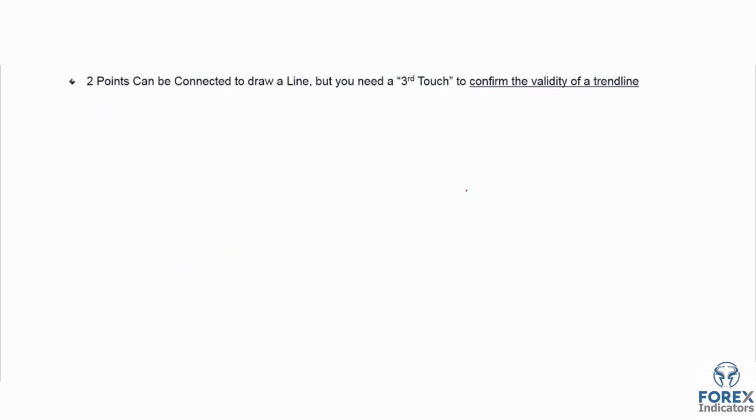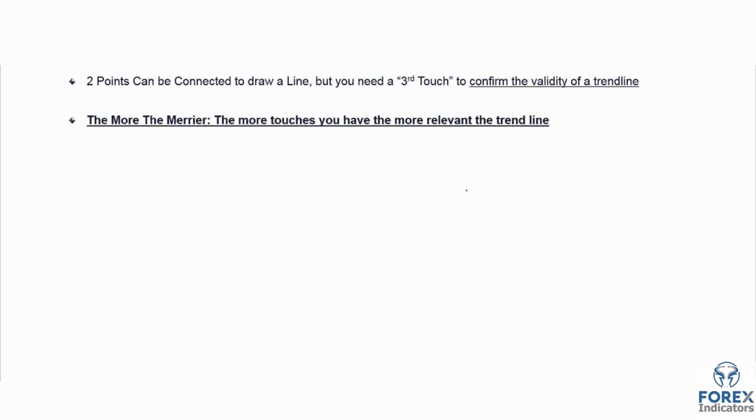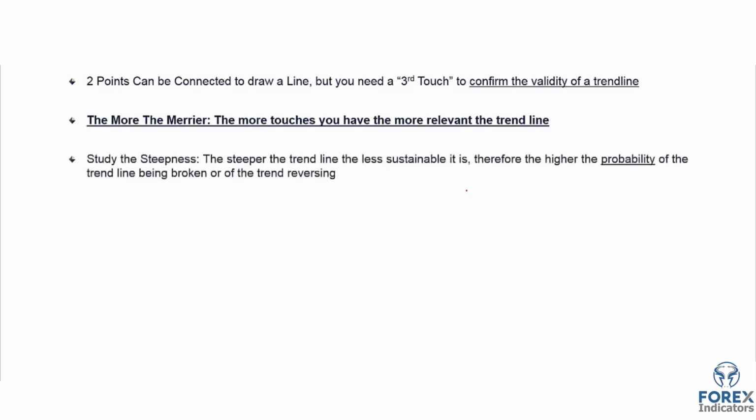So generally, here are some tips. Two points can be connected to draw a line, but you need a third touch to confirm the validity of a trend line. The more touches you have, the more relevant that trend line. You also want to learn to study the steepness of the trend line. If you've got a really steep trend line, the market is moving very fast, but unfortunately the probability is that it won't last for very long. You can use it for short-term gains, but the probability is that eventually it will break and go back to a more normal trend line.